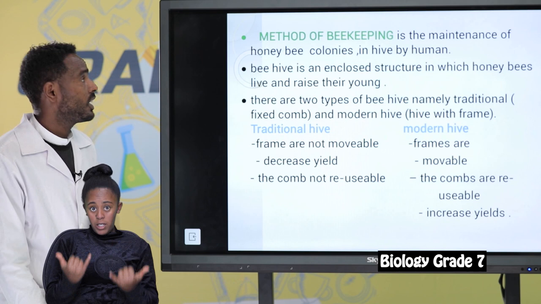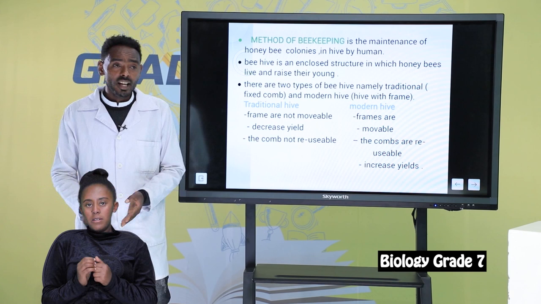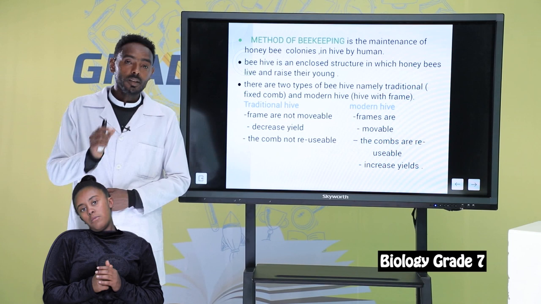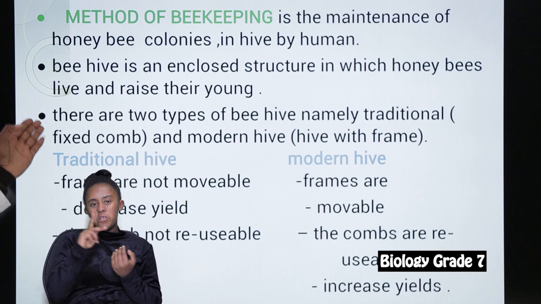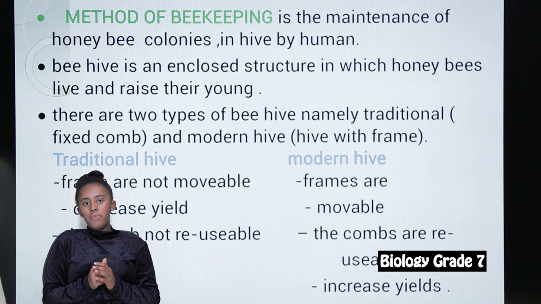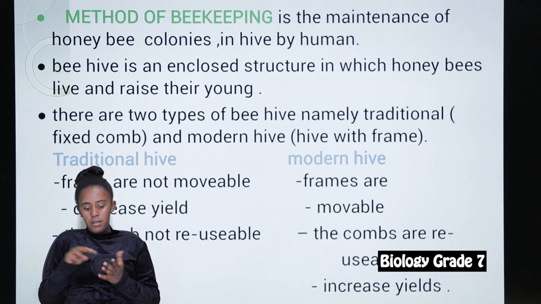Now we see the method of beekeeping. The maintenance of honeybees in the hive by humans is called beekeeping. The second thing we see is the meaning of beehive. A beehive is an enclosed structure in which honeybees live and raise their young. This structure is called a honeybee hive.